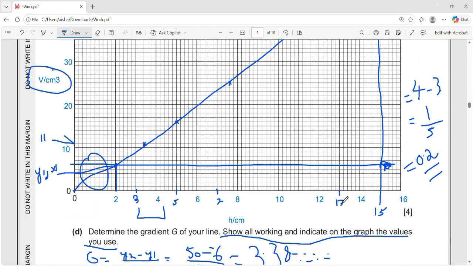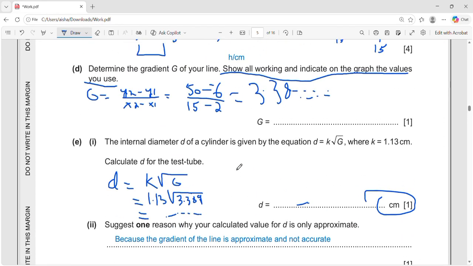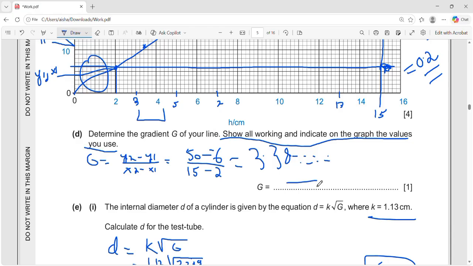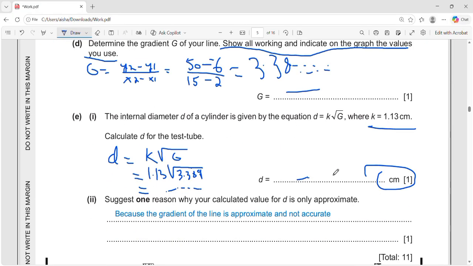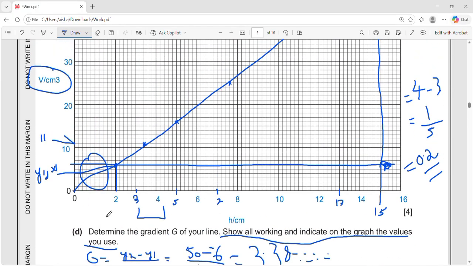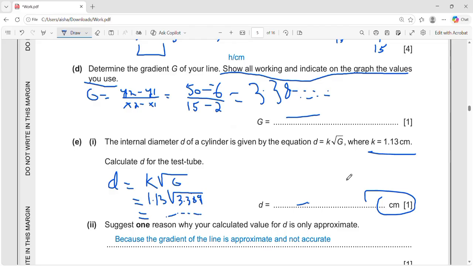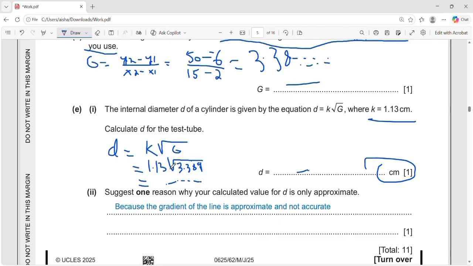Then we have this. The internal diameter d of a cylinder is given by the equation d equals this, where k is 1.13. Also in this question you don't have to give a symbol, but you have to show this working because it says show all the working. Calculate d. So you know k is 1.13, and then you just plug in your g, which you got over here, and you get your answer.